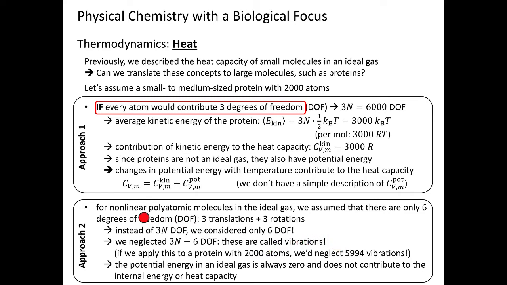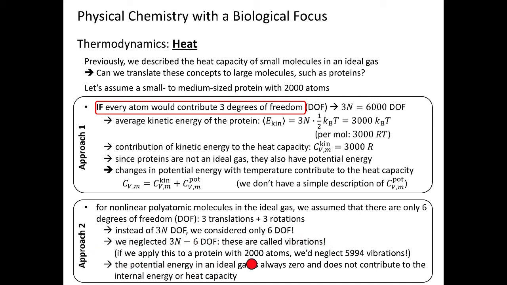A protein, just like a nonlinear polyatomic molecule, can translate and rotate in 3 different directions, rotate around 3 different axes. And in addition, it can also vibrate. These are changes of the conformation of a protein, for example. Now, if you apply this to our protein example of 2,000 atoms, we would neglect 5,994 vibrations. That's a lot of vibrations, of course.